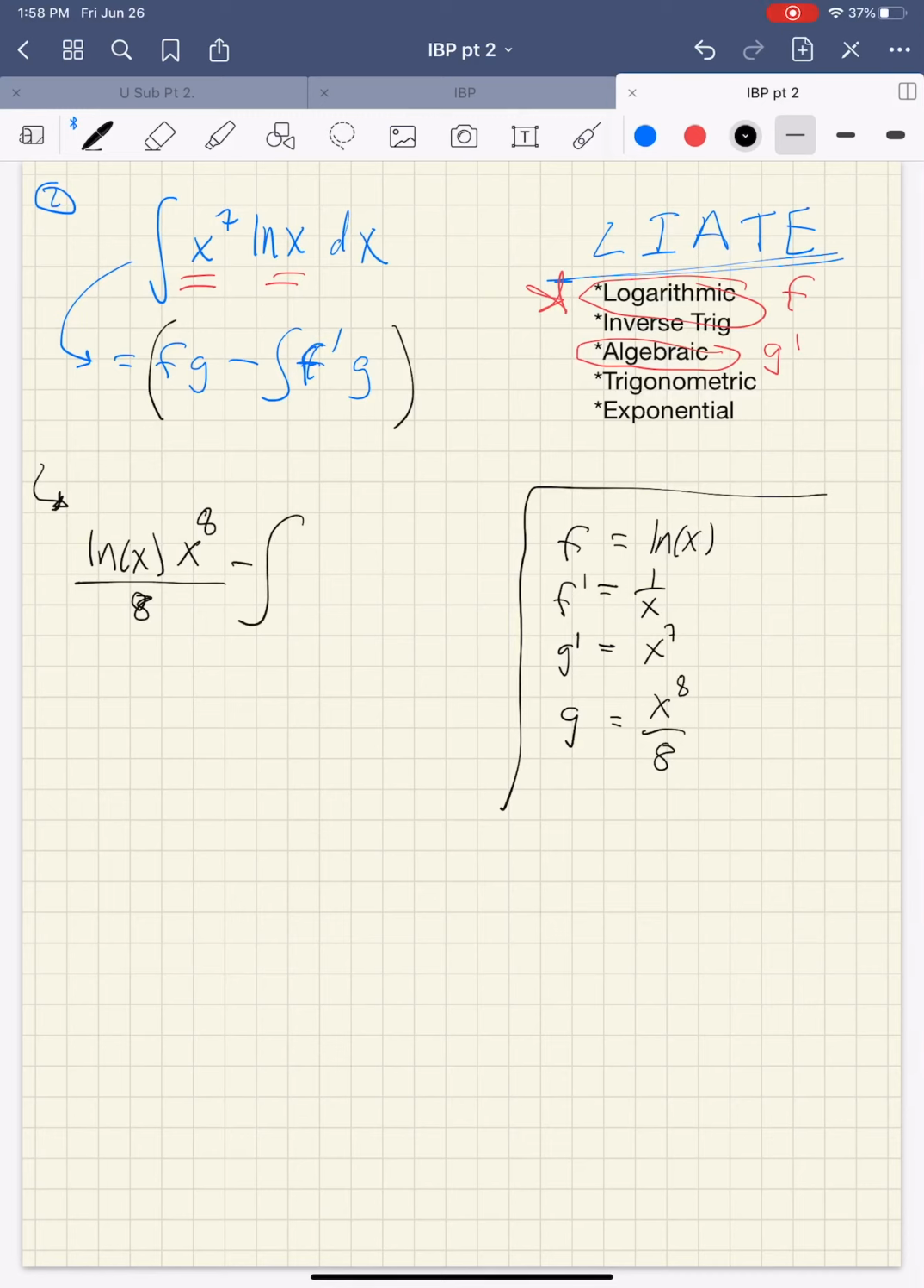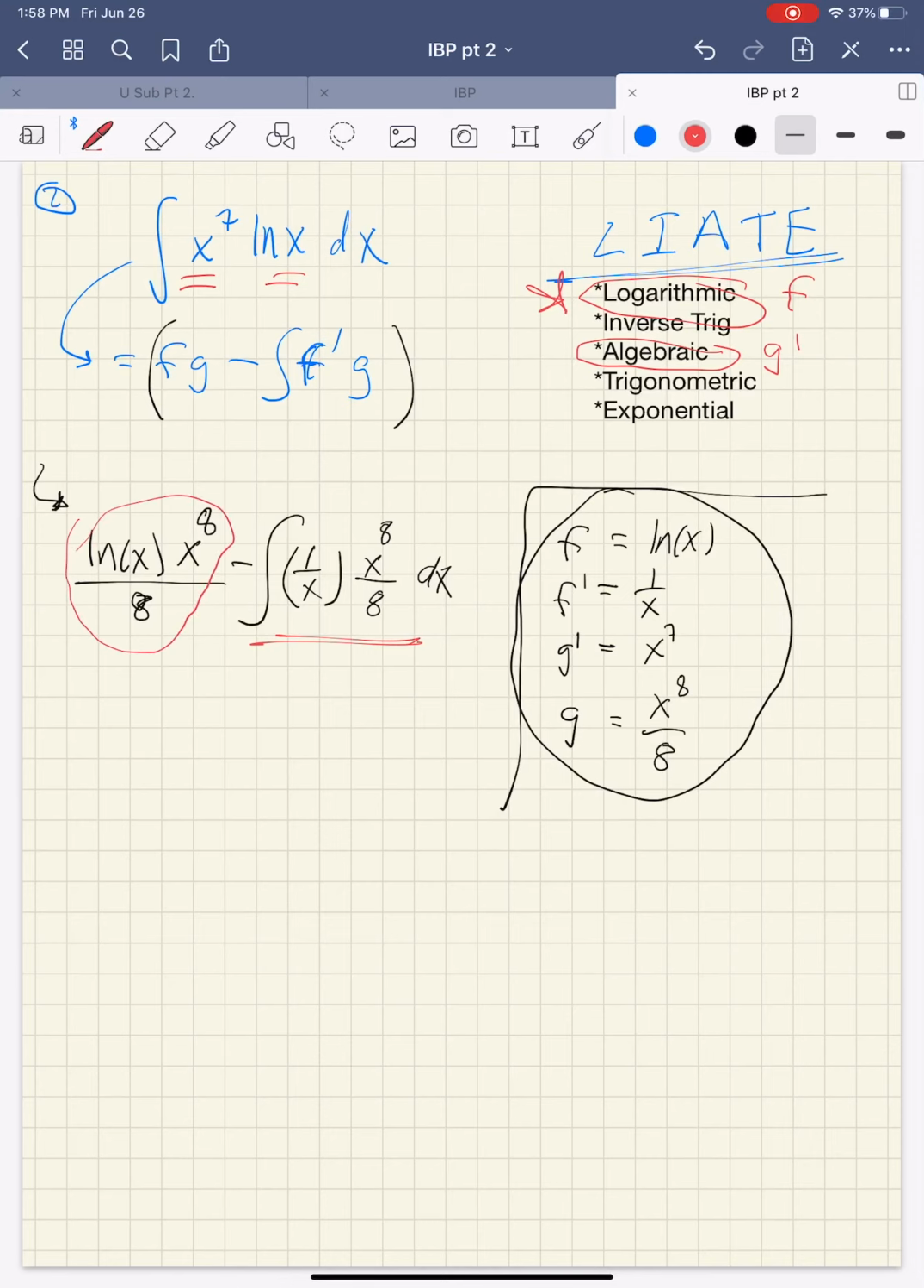And then minus. Do you see how I say this is a guide right here? Because you're literally just plugging and chugging, just copy and pasting things down. And then we have 1 over x, which is our f prime, and then we have our g, which is x to the 8 over 8, dx. And now it is our job to compute this part, and this part on the left hand side is already done, and it doesn't look like it needs further simplification.